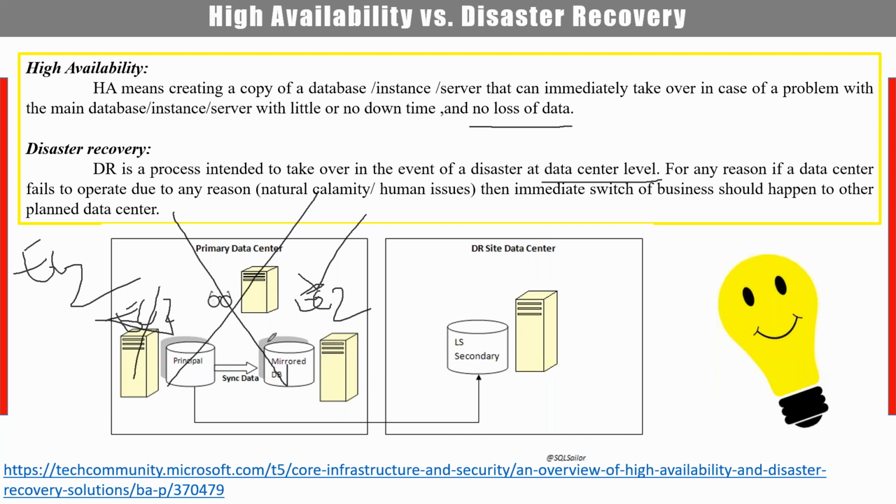In case something goes wrong, no worries, I can bring this database, this instance, this server online. This is online only, but no one can access it because everyone accesses only the primary. So if the entire primary goes down, I can bring this online so that users can access it and perform their business transactions.